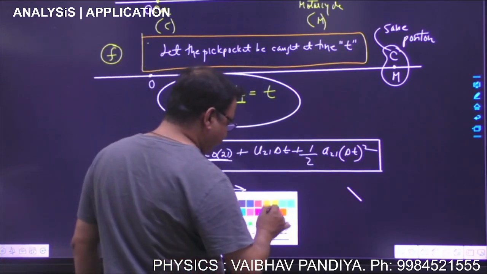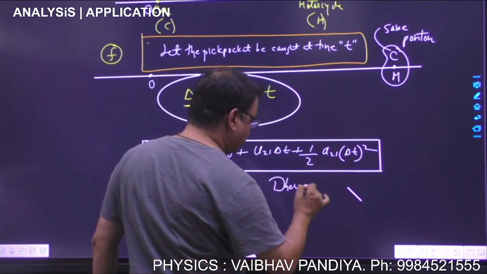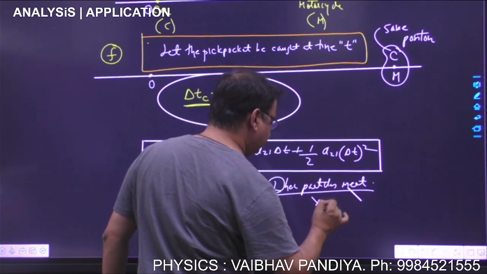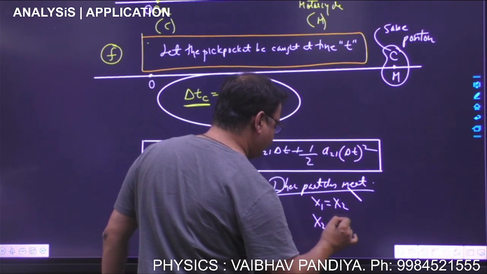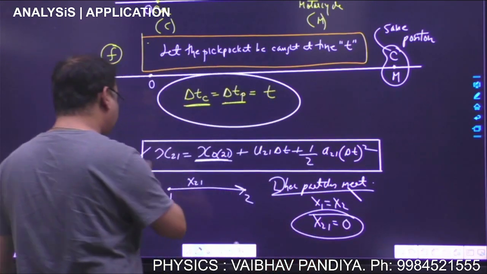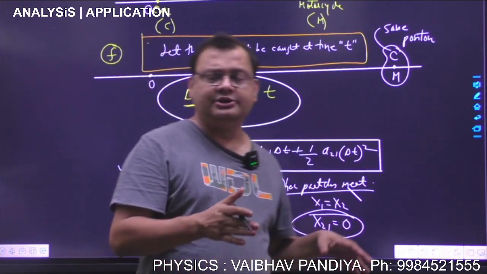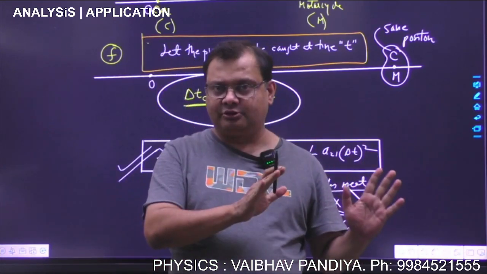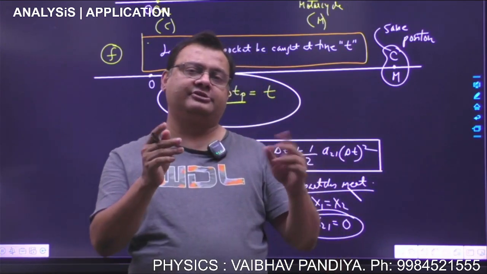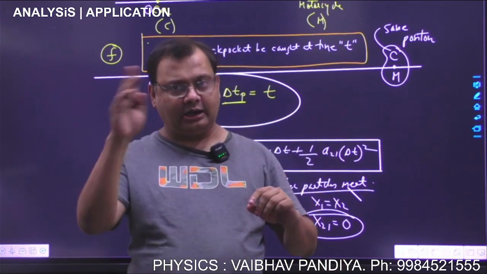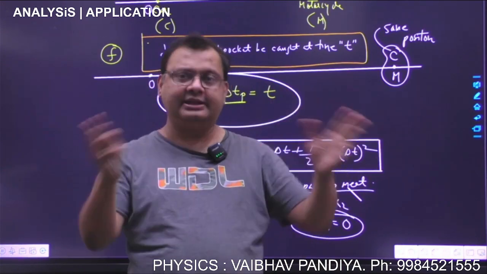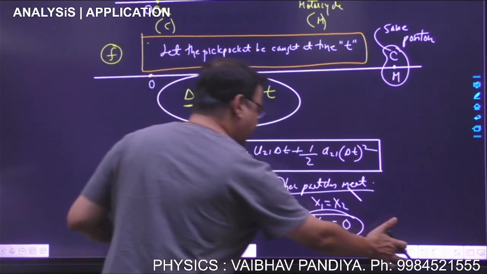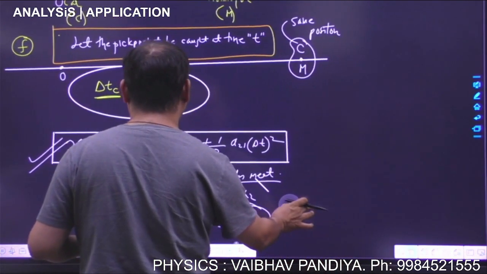And when the particles meet, we know they have the same position. So their relative position becomes 0. So what is the advantage of applying the relative equation? You need not apply the position-time equation twice. As I told you, there is one approach also: apply the position-time equation for the pickpocket and for the car, find their positions at a time t, then equate their positions, and the time will come. But if we want to reduce the working and the time interval is the same, we can also apply this equation, correct?